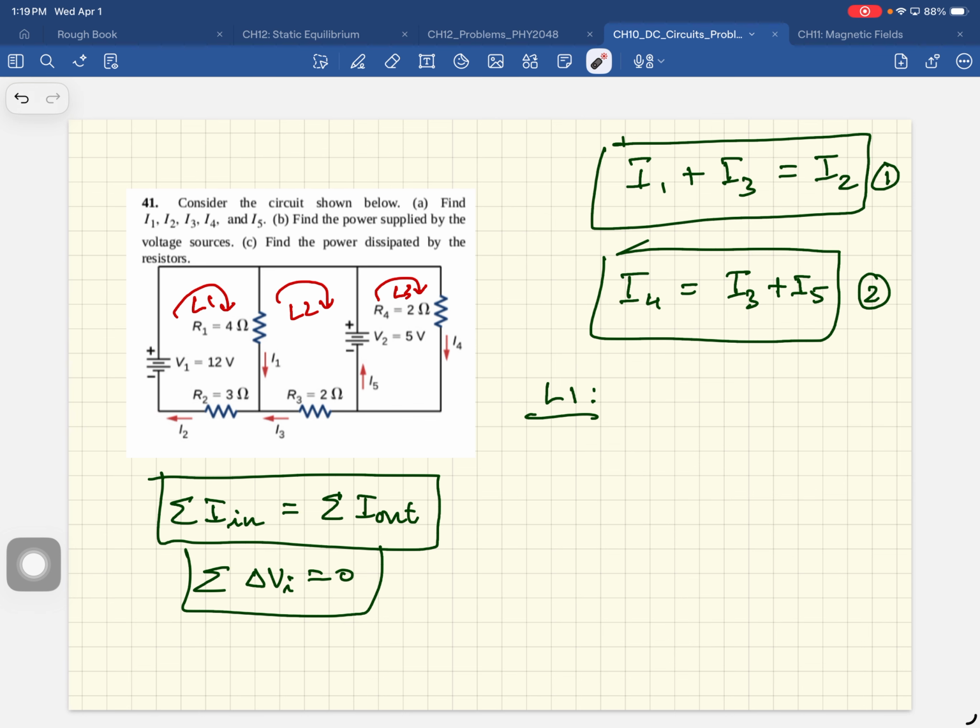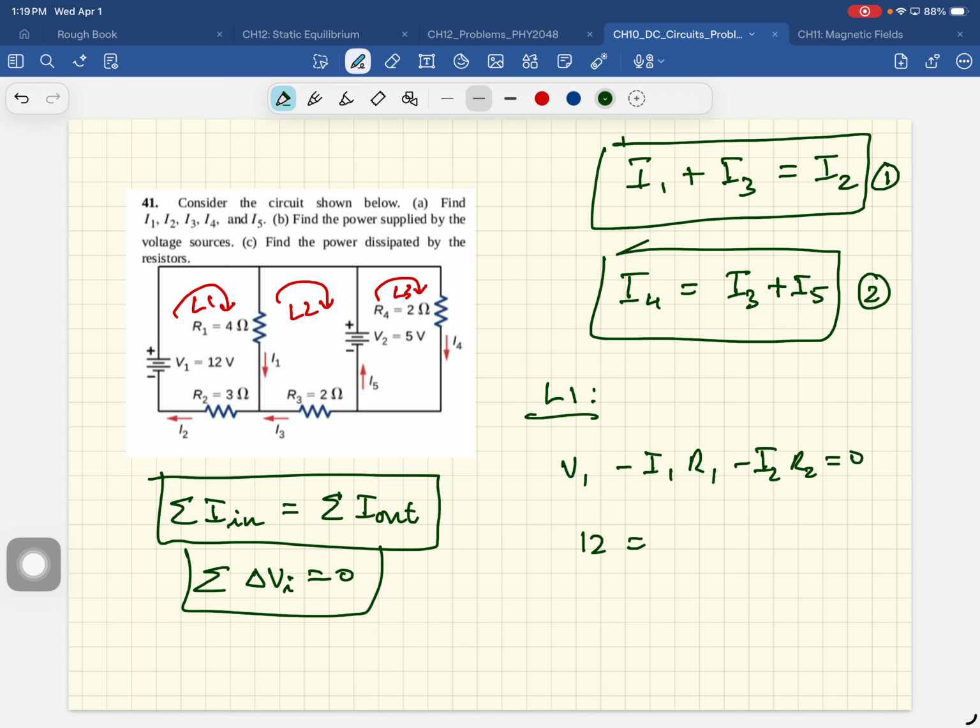Plus V1, V1 minus I1 R1 minus I2 R2 equals 0. V1 is 12 volts, so 12 equals 4 I1 plus 3 I2.